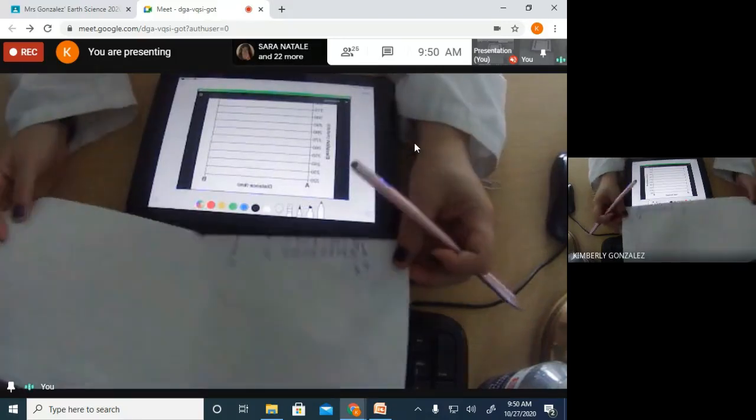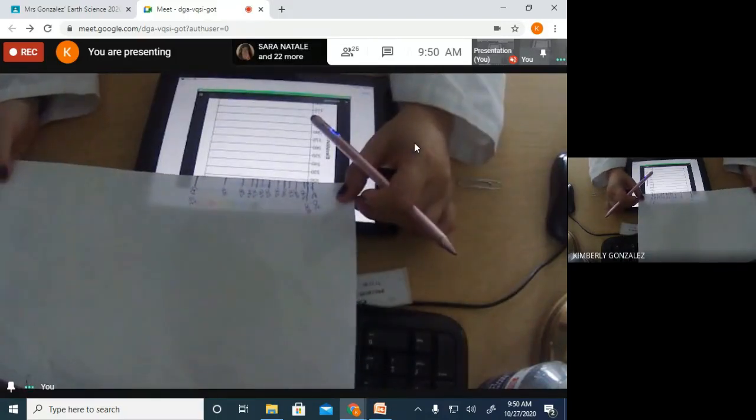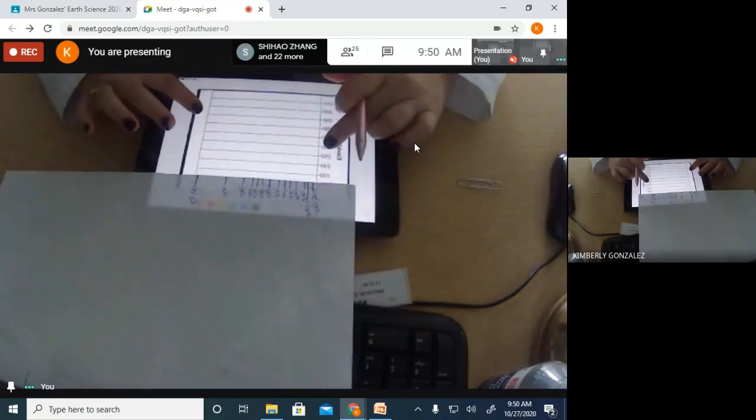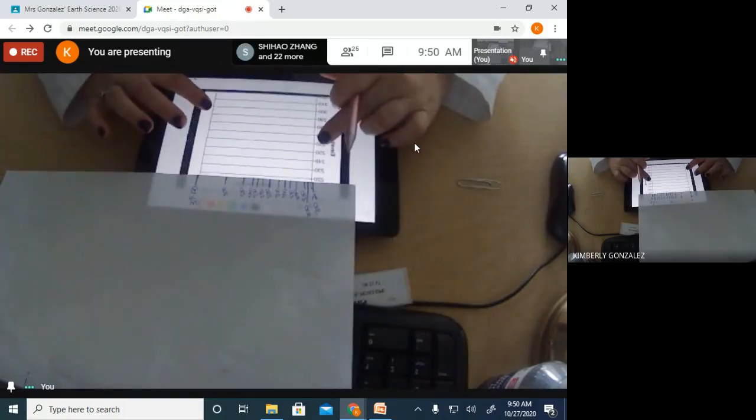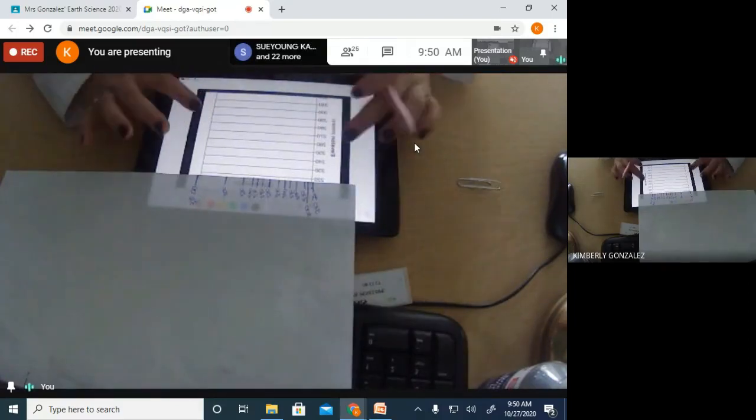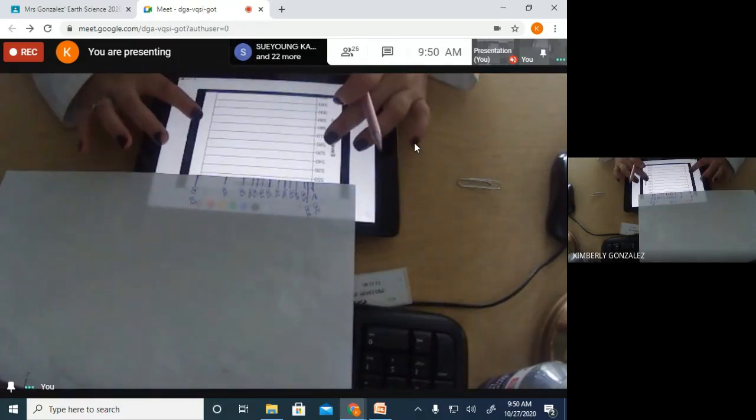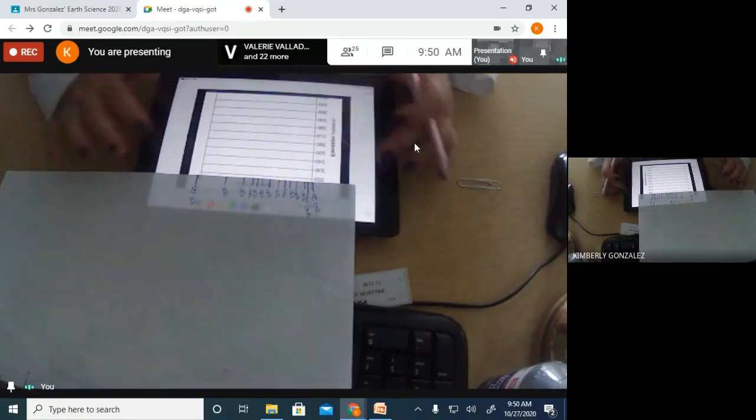Okay, thank you. Wait, if you got 310 for the contour interval for A, should it be 310 for B? Well, they're on the same contour line, so yeah, it should be the same. You're probably missing a line.